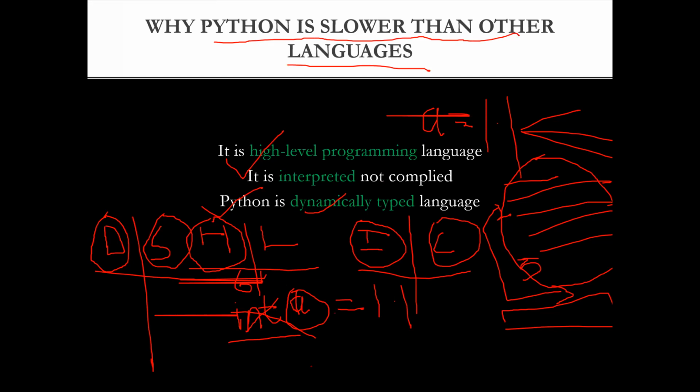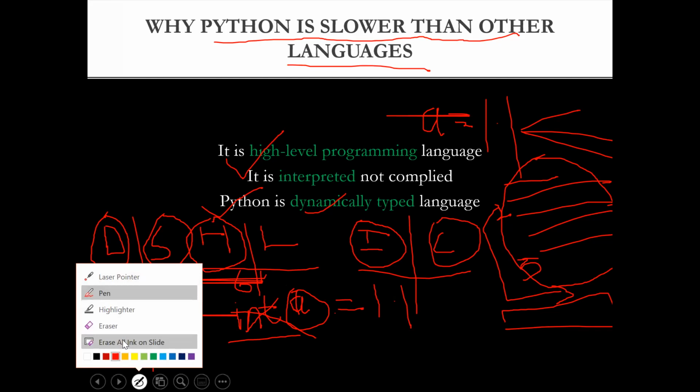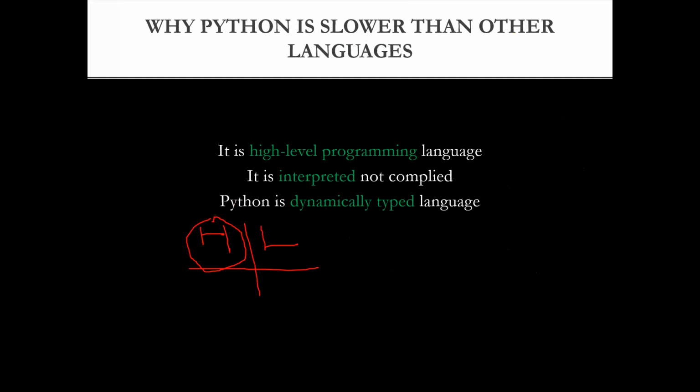So basically, depending on the value, Python assigns the integer data type, right?